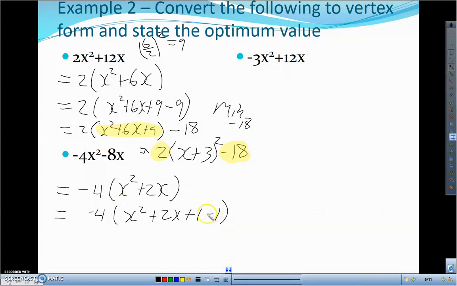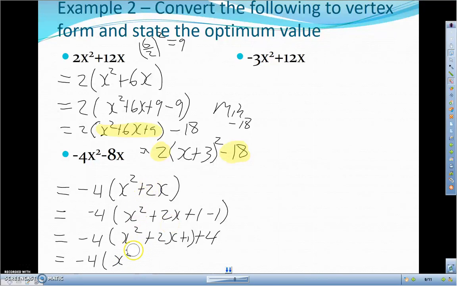We want to multiply the 4 times the minus 1 at the end. That's equal to minus 4 bracket x squared plus 2x plus 1. Minus 4 times minus 1 is plus 4. This trinomial is a perfect square, which is x plus 1, squared, because half of 2 is 1, and 1 times 1 is 1, plus 4.